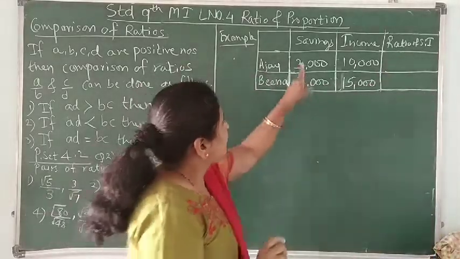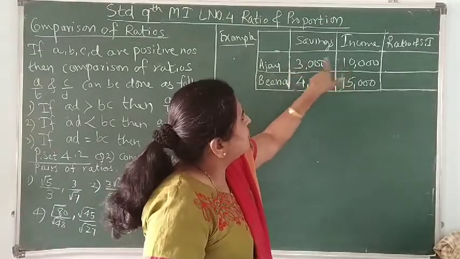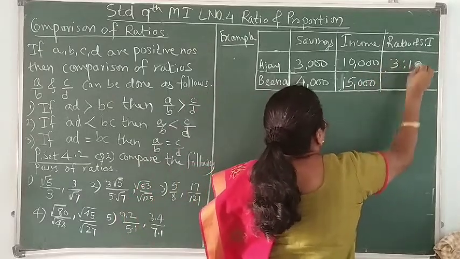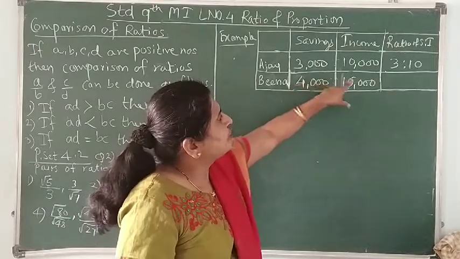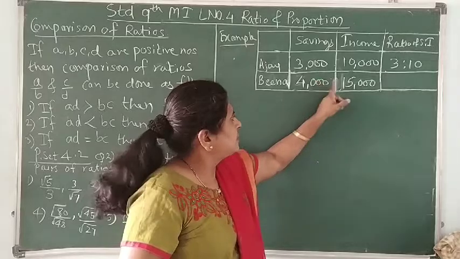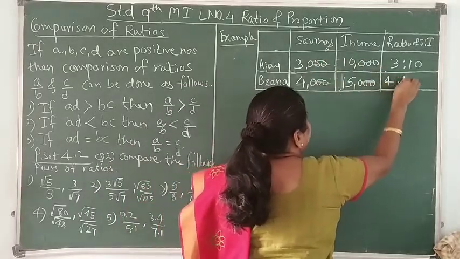If we take the ratio of savings to income of Ajay, 3,000 is to 10,000. If we cut those 3 zeros, we will get the ratio as 3 is to 10. This is the reduced form. Whereas the ratio of savings to income of Beena is 4,000 is to 15,000. Remove these 3 zeros, we get 4 is to 15.